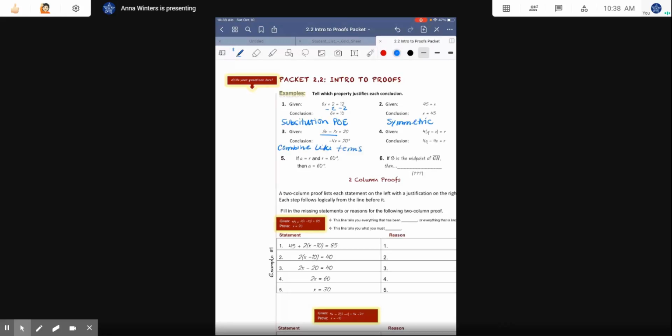Number 4, we have 4 times the quantity of q minus x equals r. And then we have the answer of 4q minus 4x equals r. What did we do to get there? Right, we distributed the 4 to inside the parentheses. So distributive property.